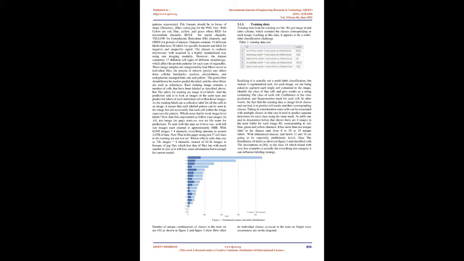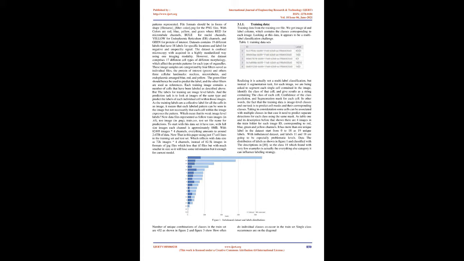3.1.1 Training data. From the training CSV file, we get the image ID and label column, which contains the classes corresponding to each image. Looking at this data, it appears to be a multi-label classification challenge. Table 1, training data sets. Realizing it is actually not a multi-label classification, but instead a segmentation task.